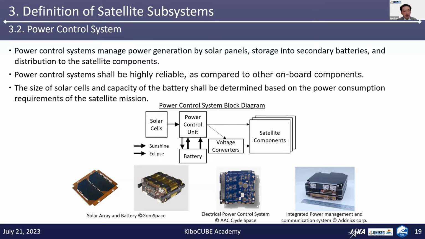The size of solar cells and capacity of the battery shall be determined based on the power consumption requirements of the satellite mission. These are the pictures of exemplary power control system components: solar cells, batteries, and some power control units. Sometimes the power control system is closely integrated with the communication system, as it is convenient if you have more remote control on the power control computer via radio wave communication. The device in this picture here is such an example of an integrated component.